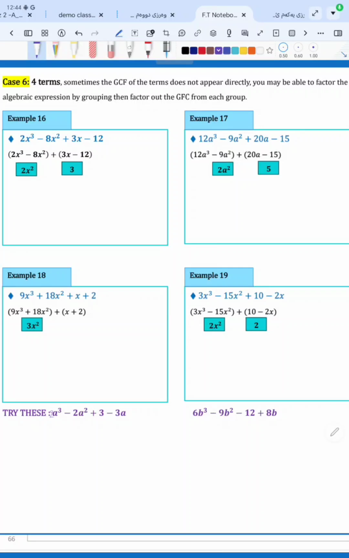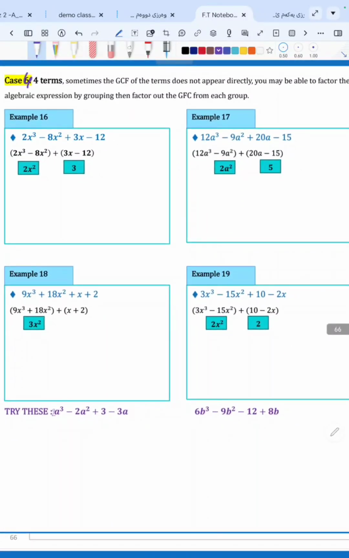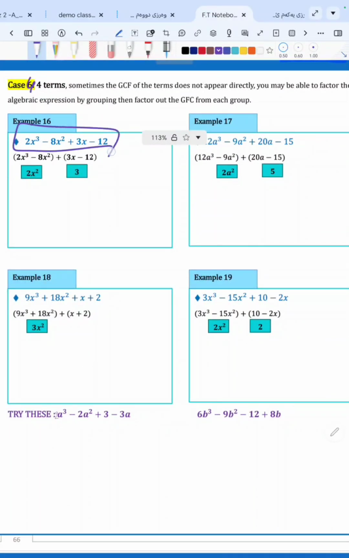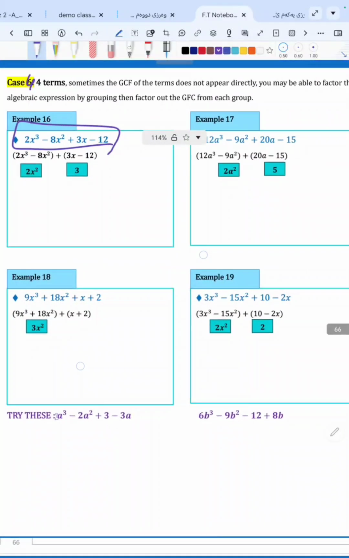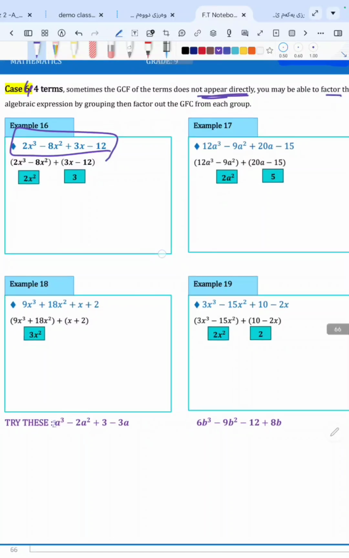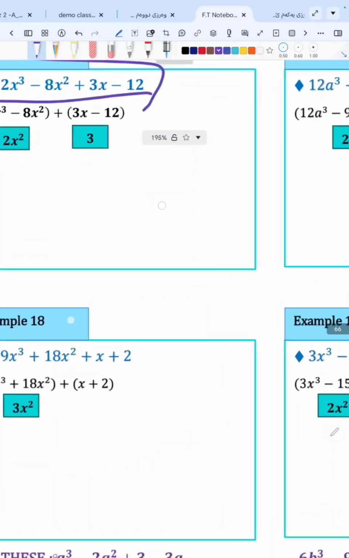The last case, case 4. Okay. If you have 4 terms, in chapter 2, lesson 4, factoring by a common factor. If you have 4 terms like this, how can you find it? Sometimes the GCF of the terms does not appear directly. You may be able to factor the algebraic expression by grouping. Okay, what's the meaning of grouping?